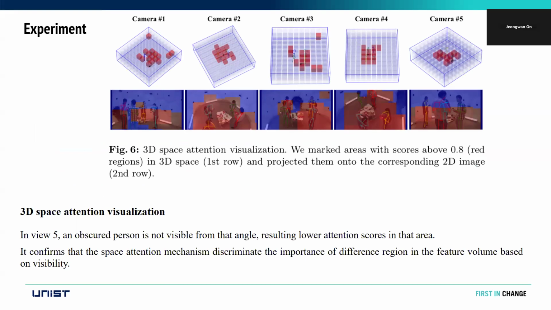So this is the 3D attention visualization. As in picture 5, the human body is obstructed, which is not visible from the viewfinder angle. So we can see that it results in a lower attention score, which is the blue area, which means that it is less important. And it confirms that the space attention mechanism can discriminate the importance of different regions in the feature volume based on visibility.